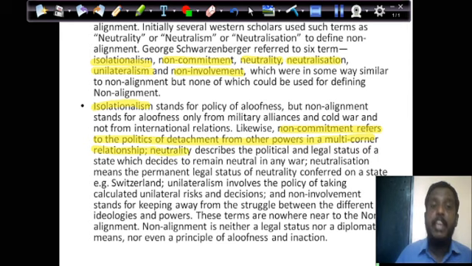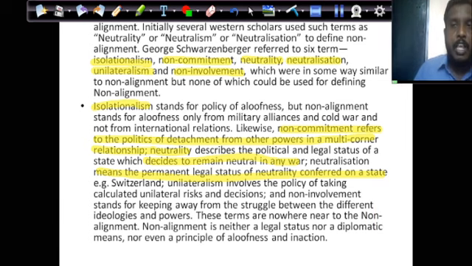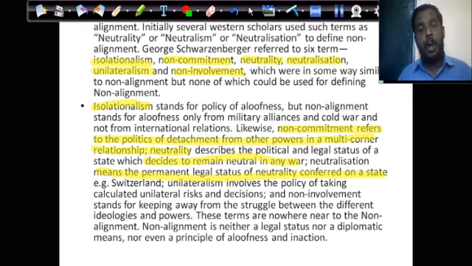Next one is neutrality, which describes the political and legal status of a state which decides to remain neutral in any war. This is also not a feature of non-alignment. Neutralization means permanent legal status of neutrality conferred on a state. So in the opinion of different scholars, all these features cannot define what exactly is non-alignment.